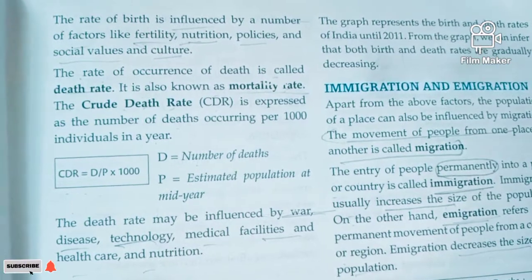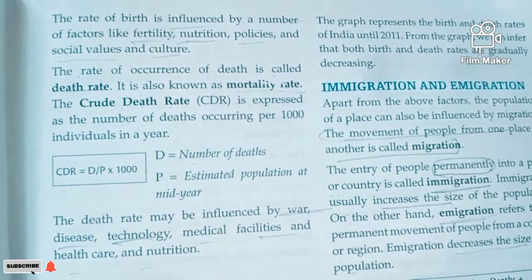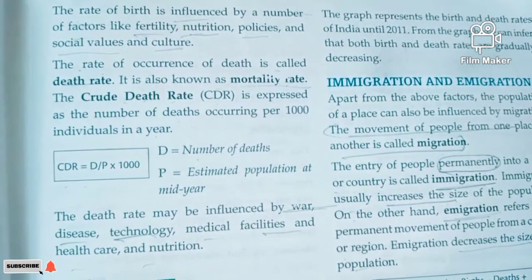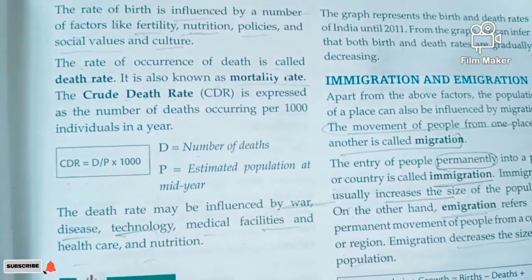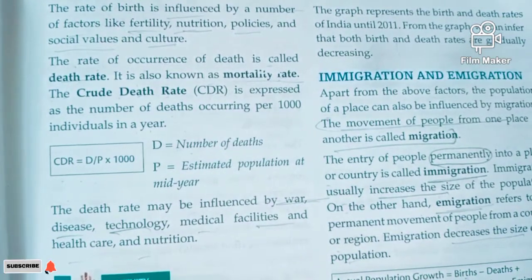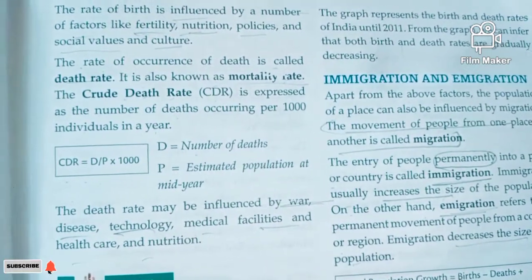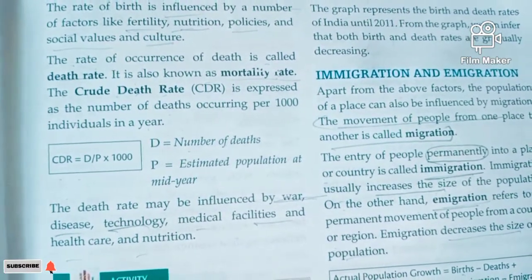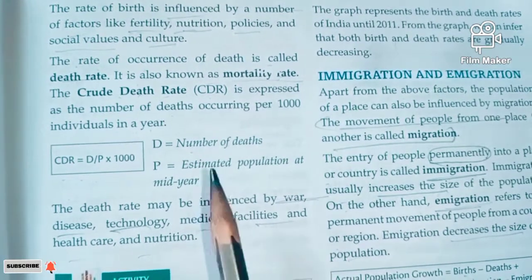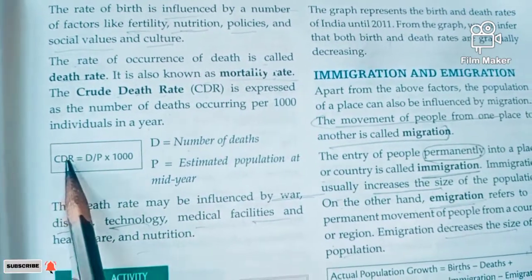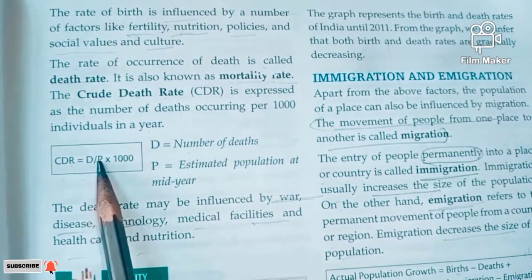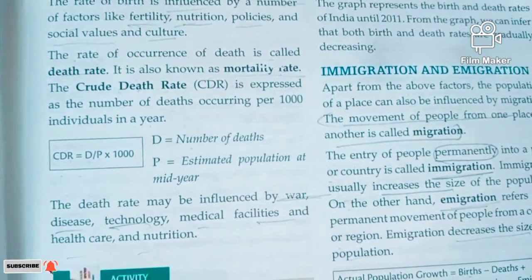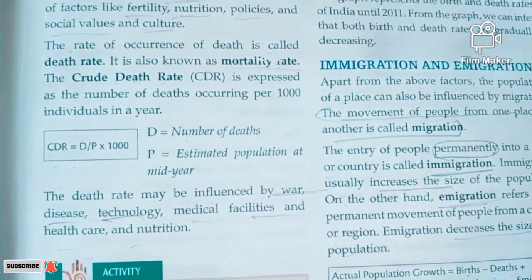Let's take a look at death rate. Similar to birth rate, it is also called the mortality rate, and it is calculated the same way. The deaths per 1000 in an individual year is called the crude death rate, and it is calculated with this formula: crude death rate is equal to deaths per year divided by the population, multiplied by 1000. We will get the proper death rate of that particular country.